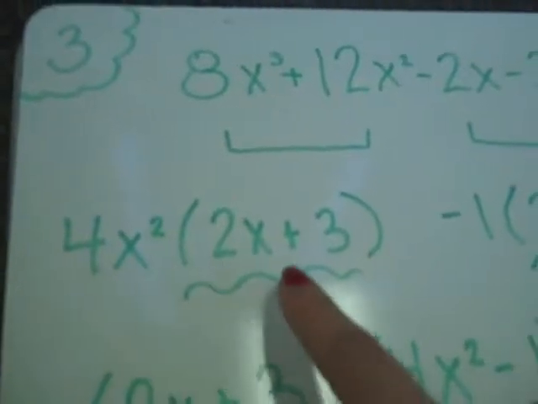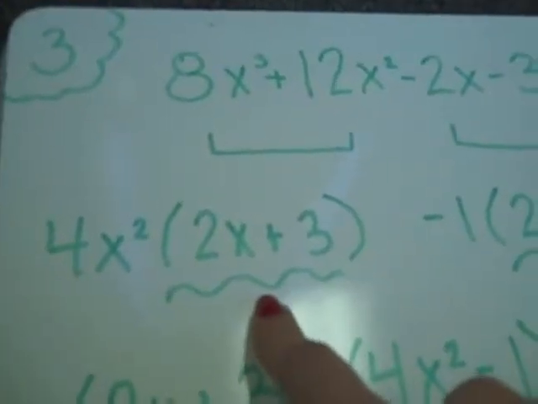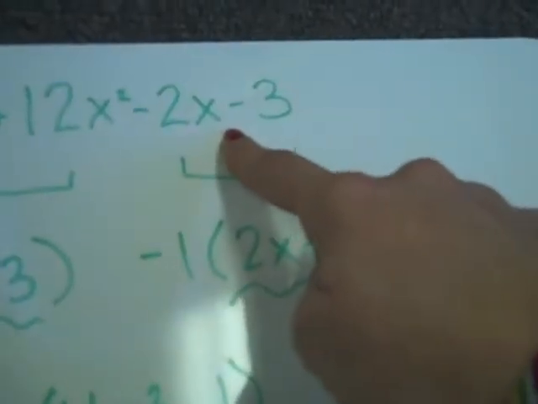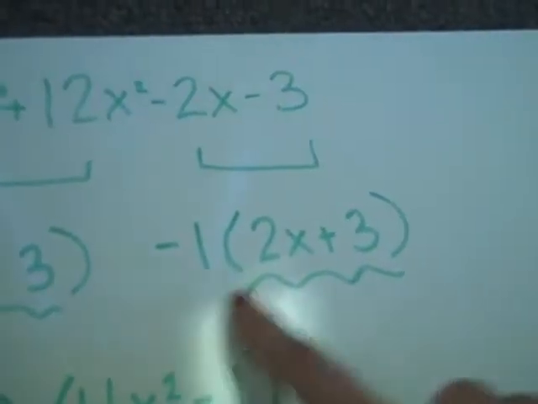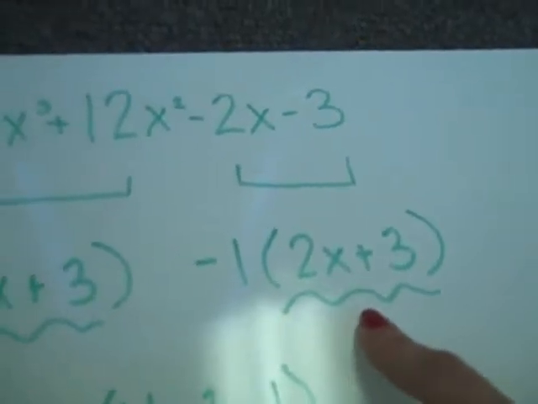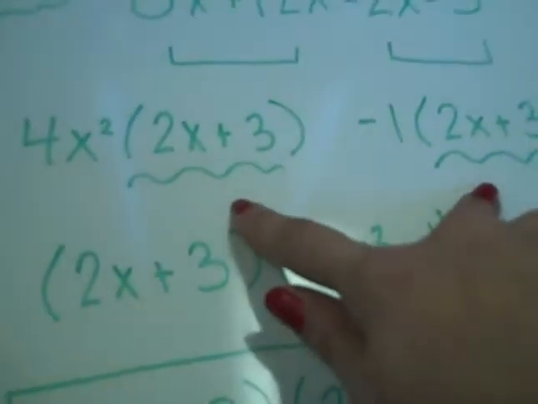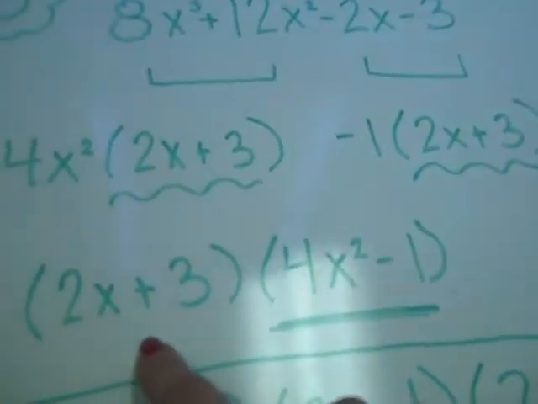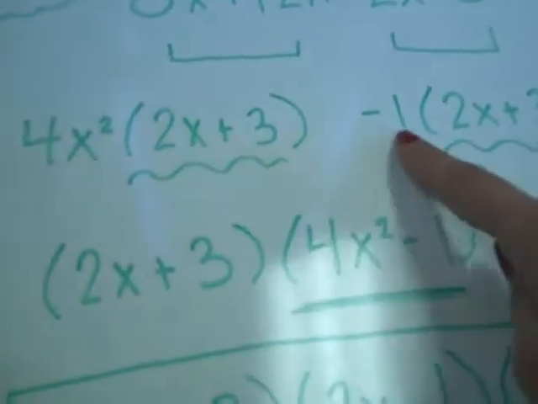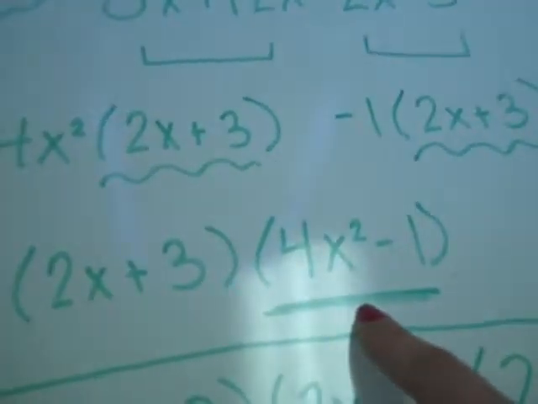4x squared. And then we multiply it out and we get 2x plus 3. We take the second two terms and find their greatest common factor, which is negative 1, and we multiply it out to get 2x plus 3. And then, as we see the two terms are the same, that becomes our first term in our factoring problem. And then we take the 4x squared minus the 1, and that becomes our second term.